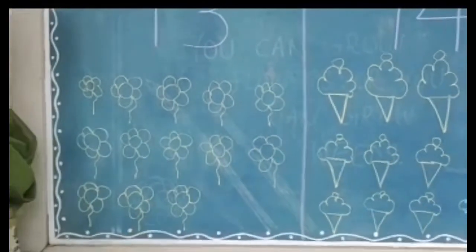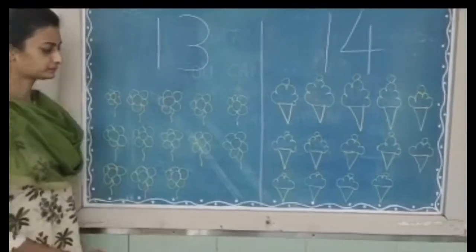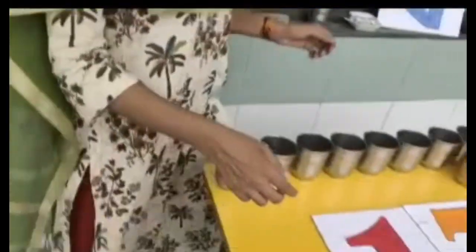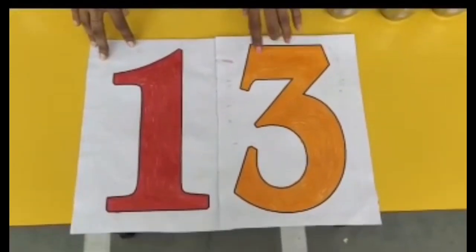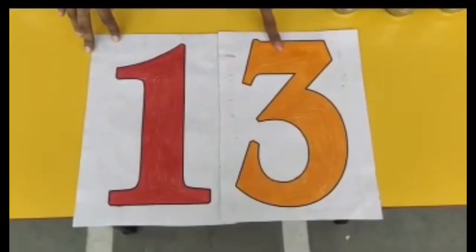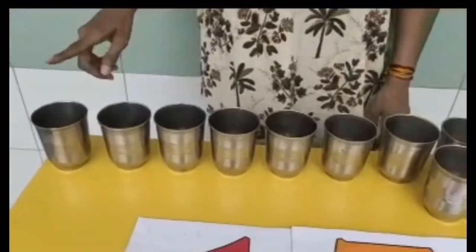13. How many flowers? 1, 3, 13. Here, number 1 and 3, it's 1, 3, 13. Now, we are counting glasses.